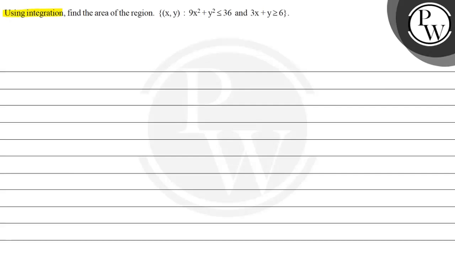Using integration, find the area of the region, the set containing the points xy such that 9x squared plus y squared is less than or equal to 36 and 3x plus y is greater than or equal to 6. Solution शुरू करने से पहले let's note down the key concept for this problem.